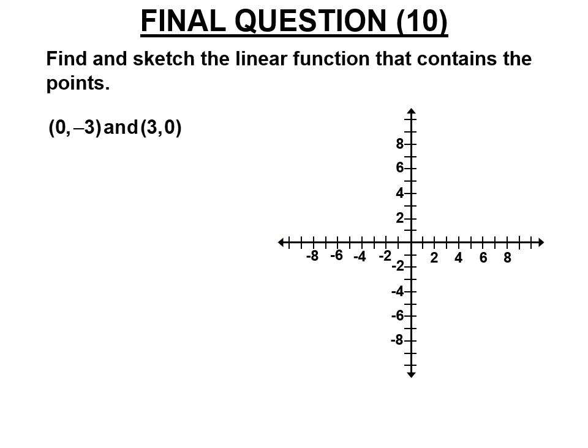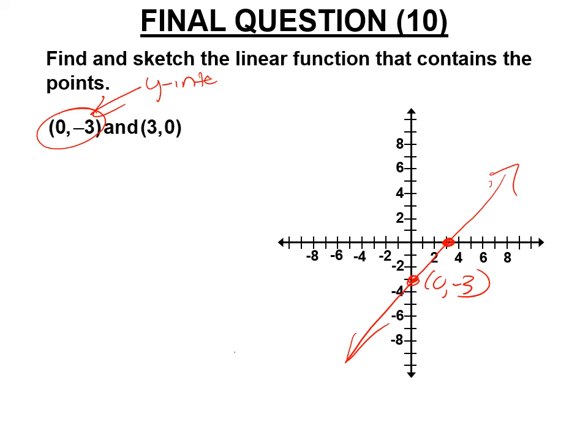All right, so 0, negative 3 and 3, 0 are the 2 points. So it goes through those, right? So that's the line. Let's look at it. Which one of those is the y-intercept? That one. That's the y-intercept. Y-intercepts start with 0, right? And the other one's the x-intercept.